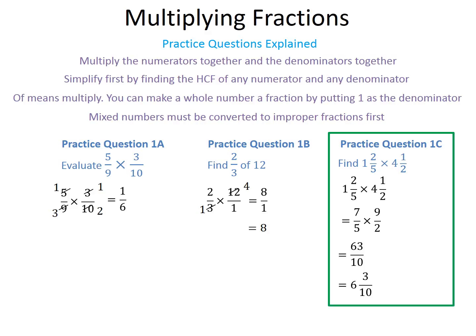Now the last one, it all worked pretty much the same except I had mixed numbers, and so I wrote down the question as it was, and I changed the mixed numbers into improper fractions. And I looked and suddenly I realized, hey, I can't actually simplify at all here. Nothing goes into 9 and 5 or 7 and 2 or anything there, so I'll just go straight to multiplying. 7 times 9 is 63, 5 times 2 is 10, and then I just changed that into a mixed number by saying how many times does 10 go into 63, and it was 6 with 3 remainder.